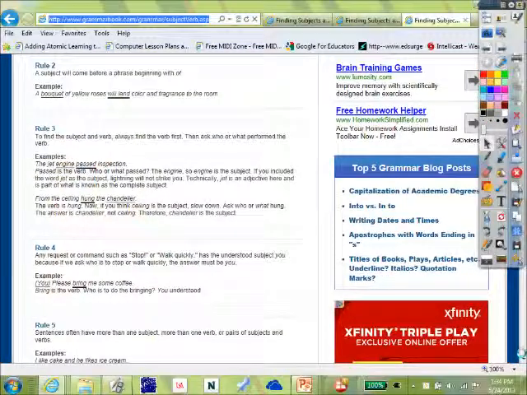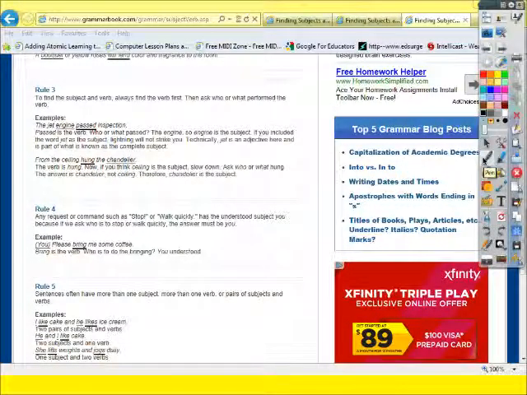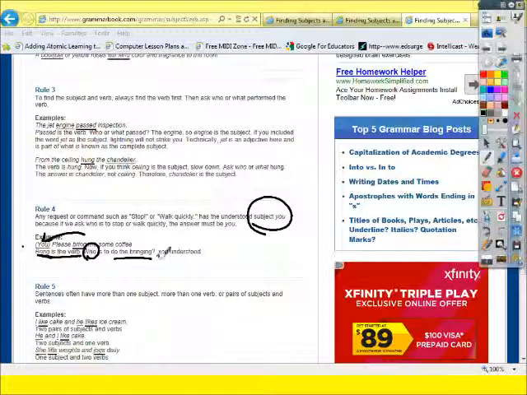Alright, let's look at the next rule. Rule number 4. Any request or command sentence, stop, hurry up, walk quickly, has the understood subject you, because if we ask who is supposed to stop or hurry, the answer is, well, you. The sentence is talking to you. So in the example, please bring me some coffee. Who is supposed to bring you coffee? You are. Bring is the verb. And who's doing that bringing? The understood you.